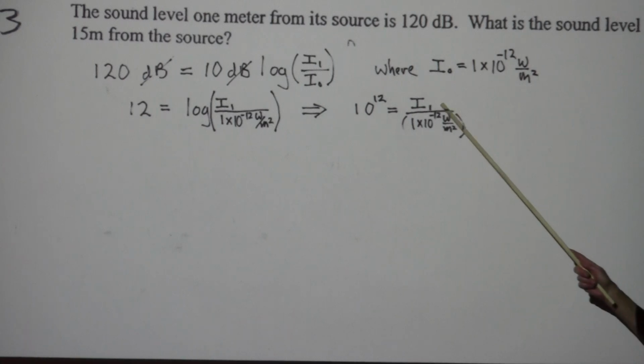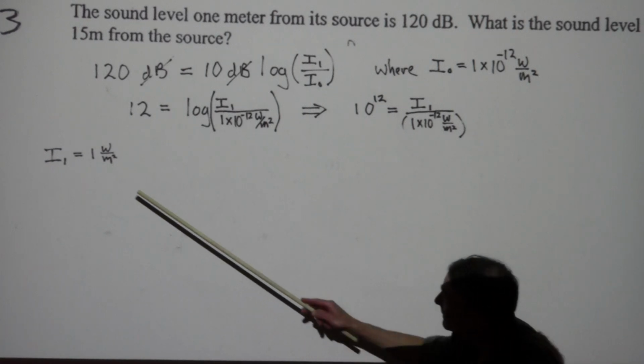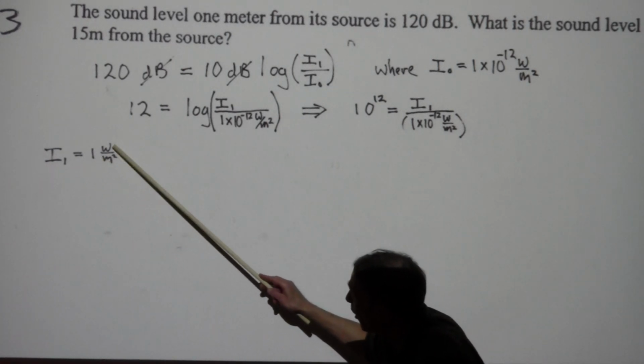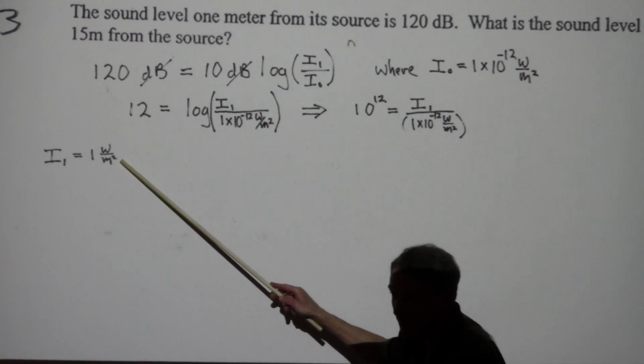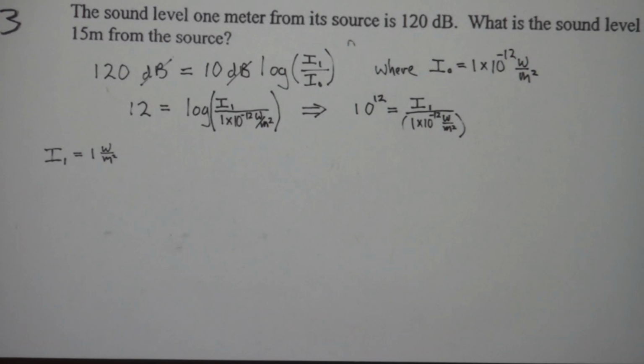And then we can solve for the actual intensity. This is what is actually useful for us in terms of the physics. This is actually an intensity of 1 watt per square meter. Okay, so if you're sitting 1 meter away, this is 1 watt per square meter. And this is a loud sound, so your ears are sensitive.